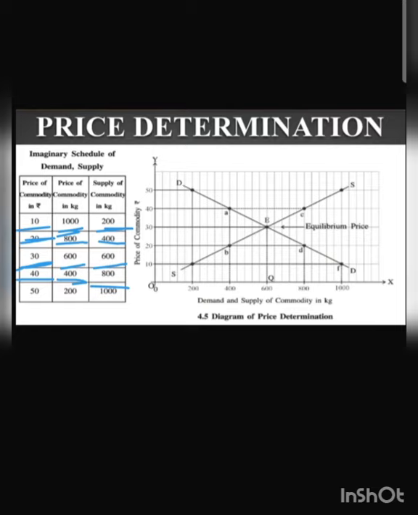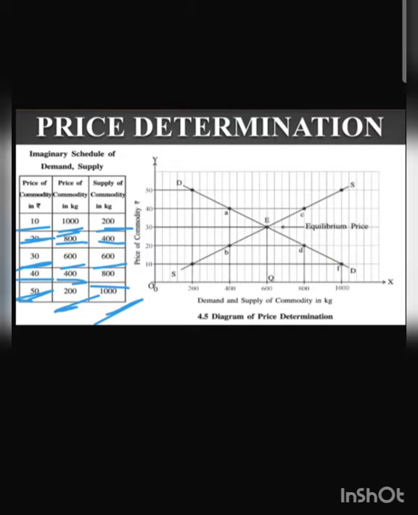After that, the last one, you can see the price is 50 and the demand is 200 and the supply is 1000. So demand is just 200. Then the supply of 800 at the price of 50, what would be done with that 800 kg? Okay, so that is the main problem.